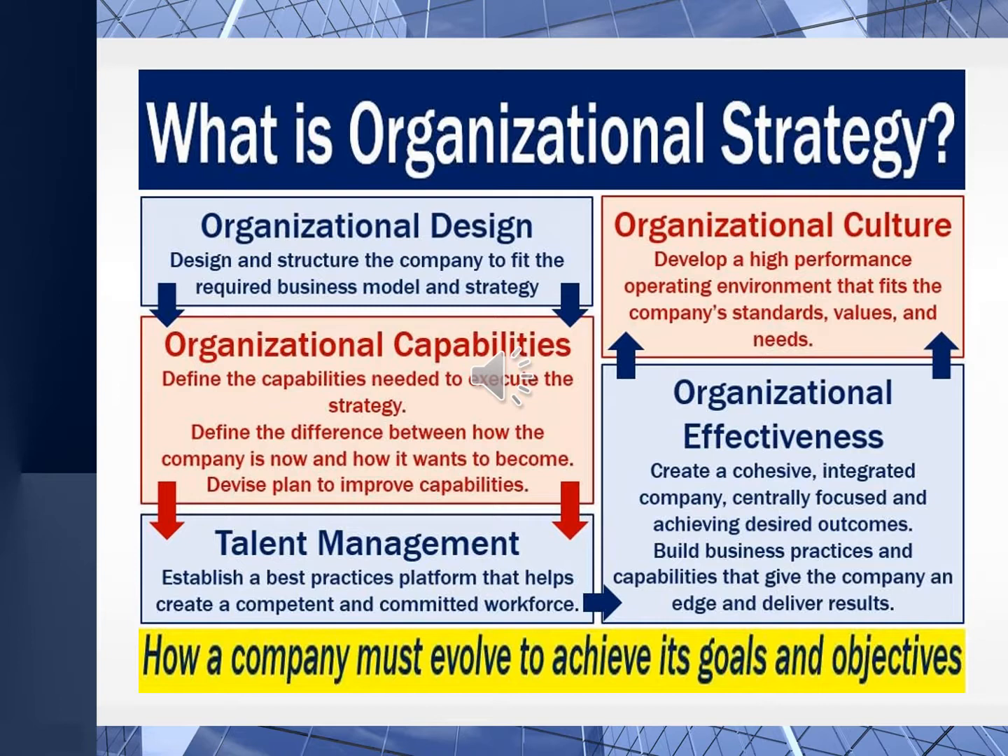Next, we establish a best practice platform that helps create a competent and committed workforce. The talent management of an organization is driven by the HR work group. From here, organizational effectiveness is identified when the organization creates a cohesive, integrated group, centrally focused, and achieving desired outcomes. You're building on business practices and capabilities that give the company an edge and deliver results. As you define those practices and capabilities, be sure to always ask the questions: why are we doing this? How does it support the strategic plan, the mission, the vision of the company? This allows you to maintain strategic alignment with the organization's goals.